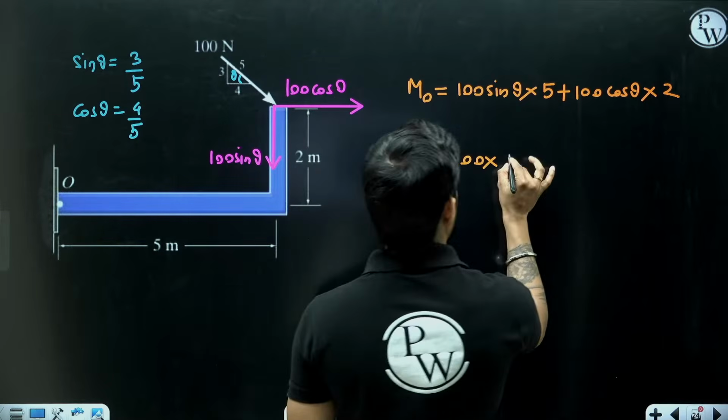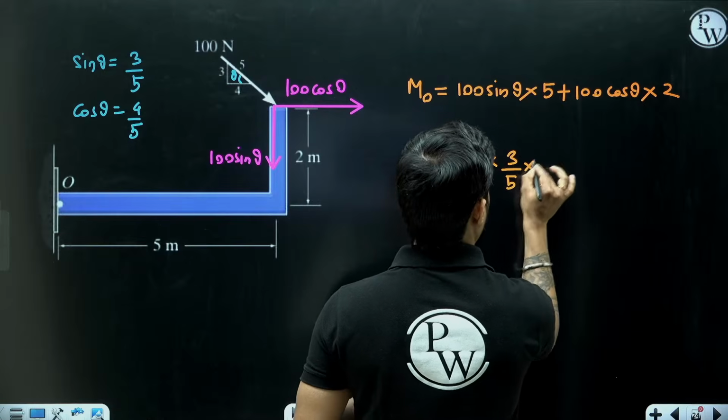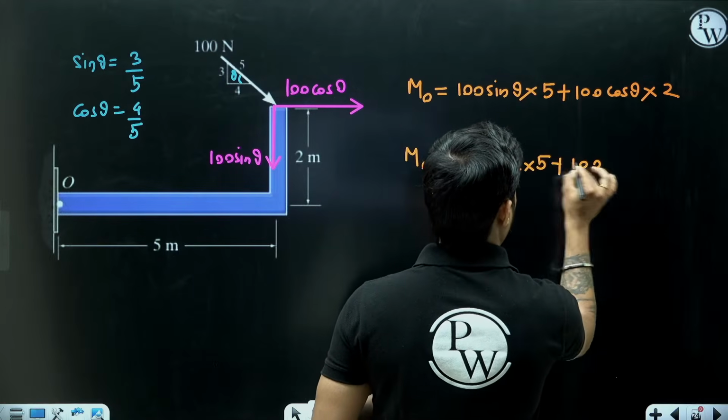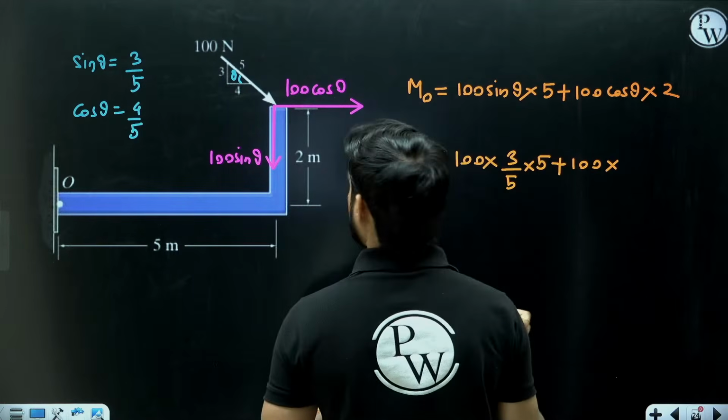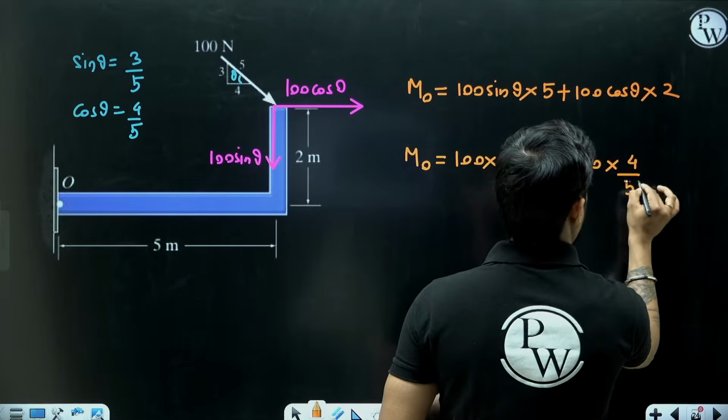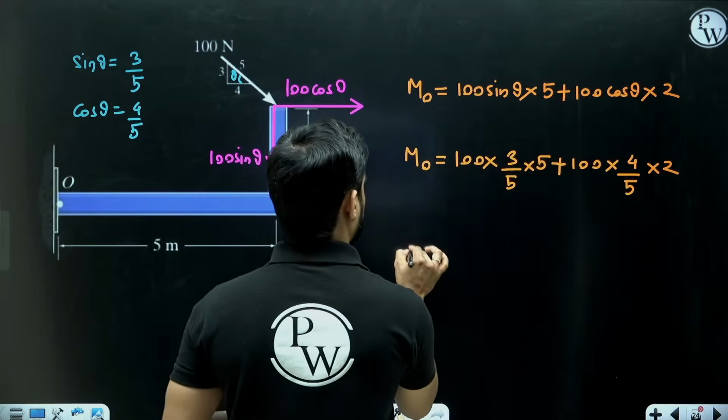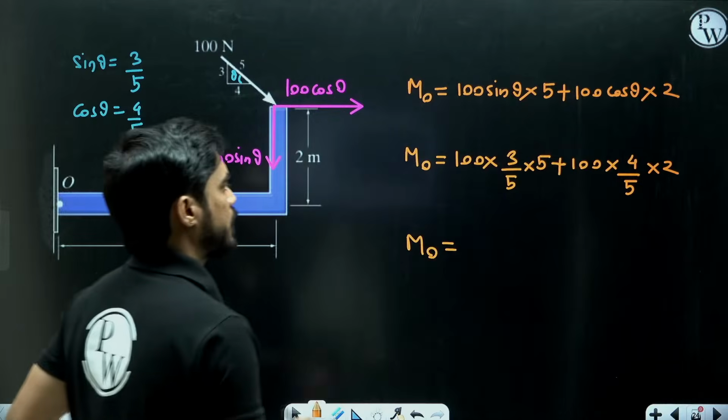Sine theta is 3 by 5 and cos theta is 4 by 5. So how much are you getting?